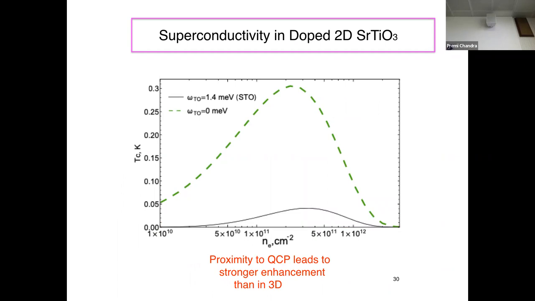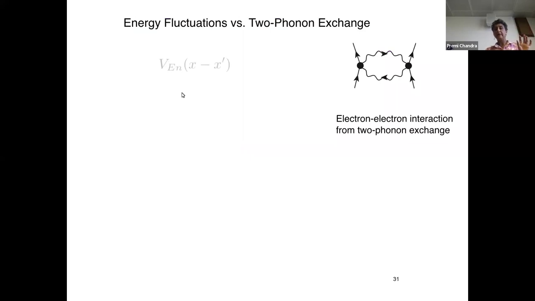Well, one thing we can predict is that for a 2D superconductor, the proximity to the quantum critical point will lead to an even stronger enhancement, okay? So this is what we are for strontium titanate, and if we send it closer to the quantum critical point, we'll have a real enhancement, okay? Now, why is this important? This is where the energy fluctuations versus two phonon exchange becomes important. The distinction between the two becomes important when we go to lower dimensions, okay? We're in weak coupling. And the distinction comes when we're looking at this emergent attraction.